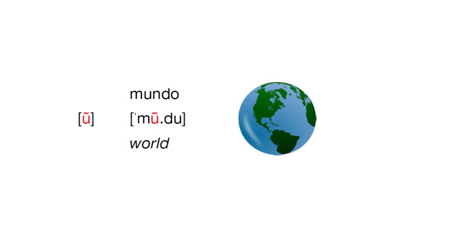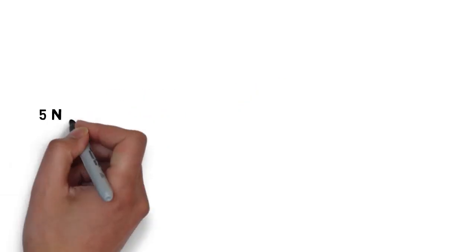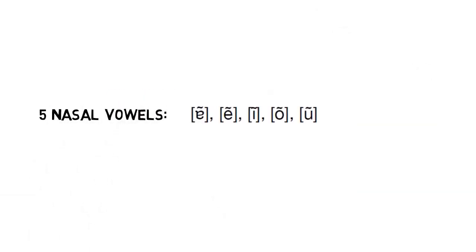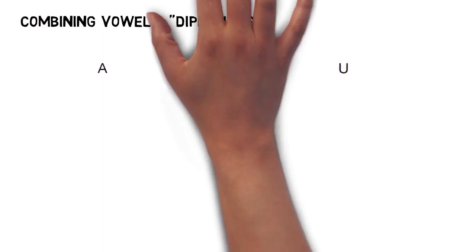You'll see this in words like mundo. And those are all of the remaining vowels in Portuguese. The only thing left to discuss are combinations of 2 vowels, otherwise known as diphthongs. English is full of these.